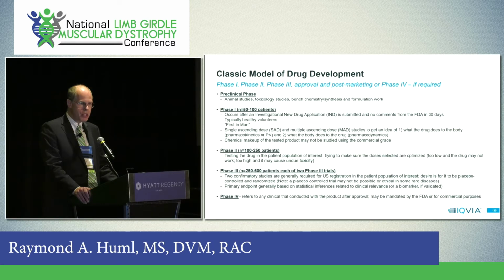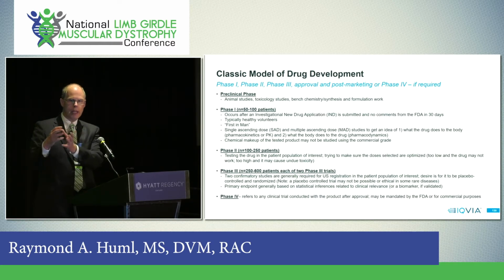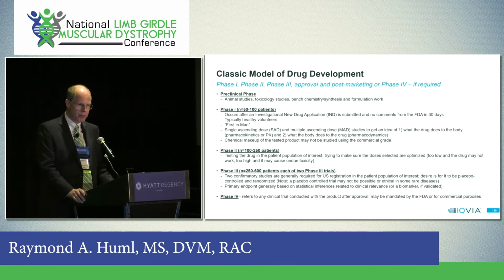And then the primary endpoint is generally based on statistical inferences related to clinical relevance, right? We talked about before, the other speakers talked about biomarkers. So maybe measure the amount of dysferlin. If you don't have dysferlin or you don't have sarcoglycan, you measure that. And that's an indirect marker, so it's a biomarker, right? It's taken from the body. And you want to correlate that with a clinical benefit, maybe something like you can live longer, or you can do something longer. And then phase 4 refers to any clinical trial work that's done after that.